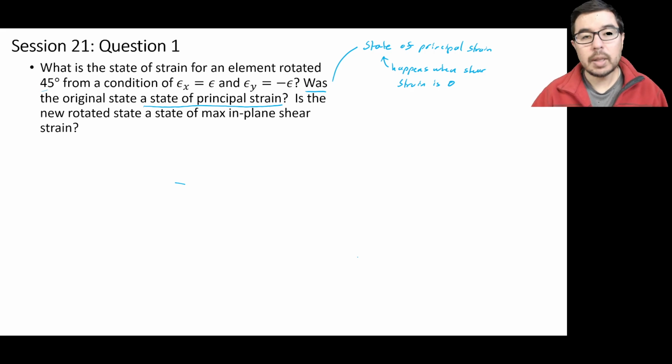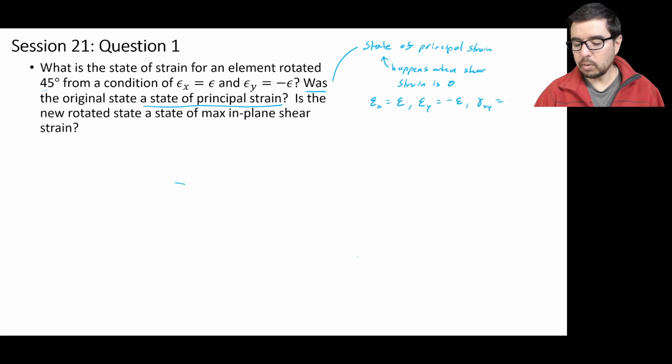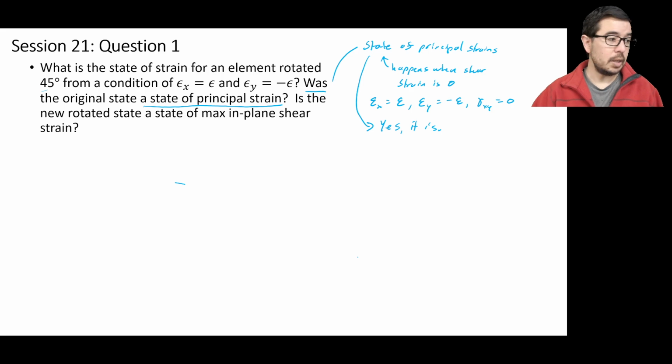So in this particular case, it may not be super clear, but the state of strain is epsilon x equals epsilon, epsilon y equals minus epsilon, and gamma xy is equal to zero. So there's no shear strain, which means that yes, this happens to be a state of principal strain. Yes, it is.